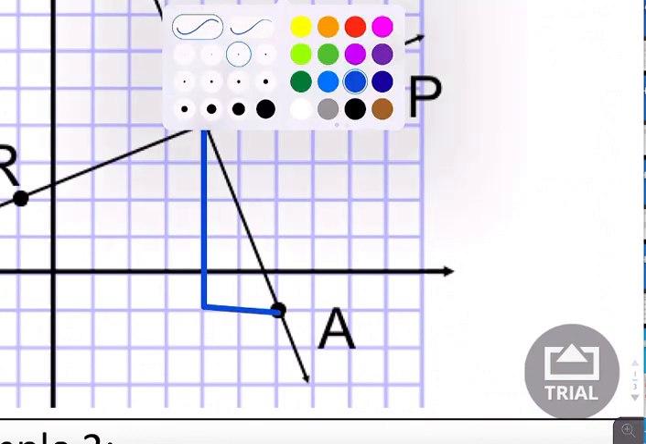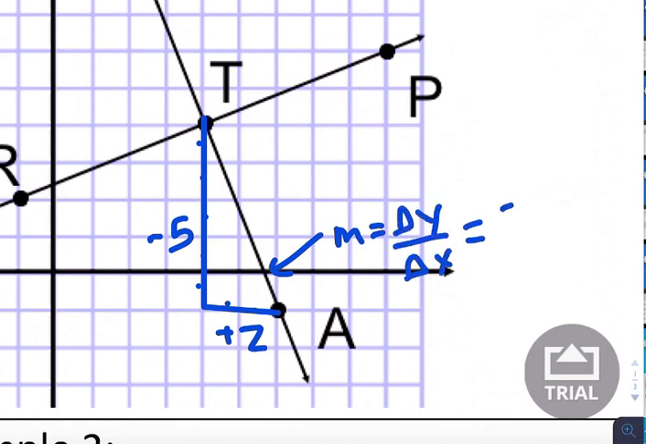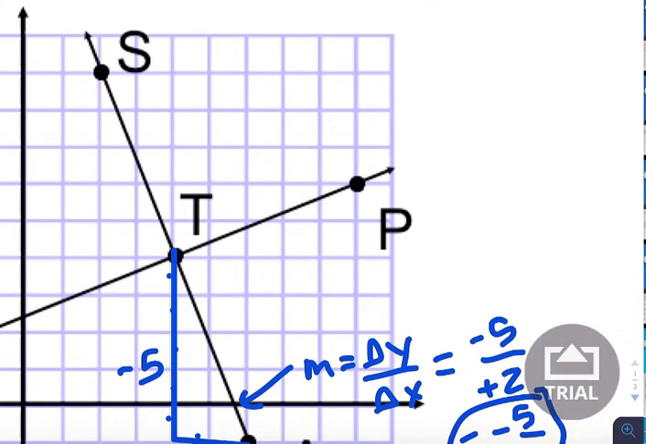Okay, so in terms of counting, so we have 1, 2, 3, 4, 5. So we have minus 5 and then over 2, so that's plus 2. And so the slope here, which is still change in y over change in x, is going to be negative 5 over plus 2, or just negative 5 halves. Okay, so let's compare that with this other line. And so I'm going to reuse this point and redraw my triangle. And so we have plus 2, 1, 2, 3, 4, 5, plus 5.